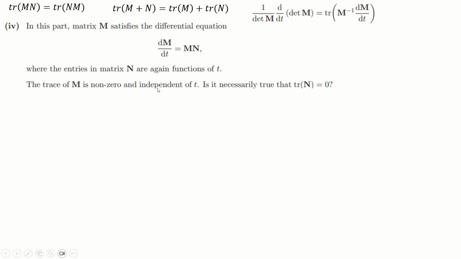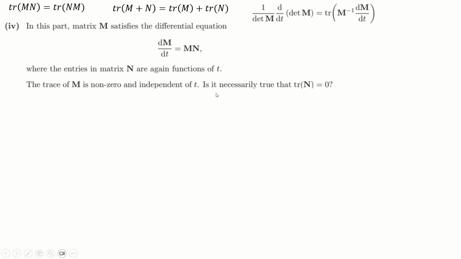Now it says we have this differential equation, dm by dt equals mn, and apparently the trace of m is non-zero and independent of t, so it must be something like 4. Yeah, it's just got to be some constant that's not zero. Is it necessarily true that the trace of n is zero?